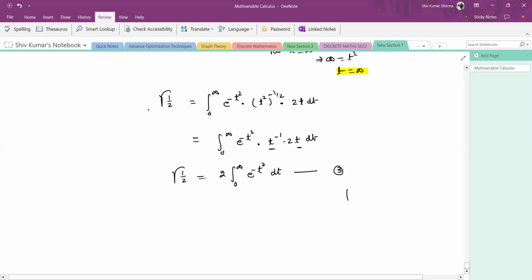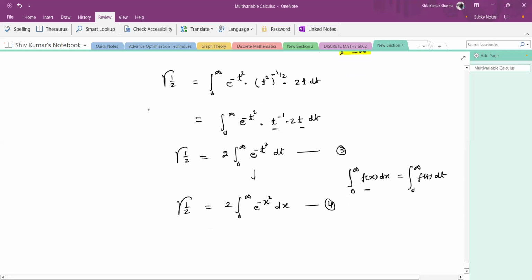Now again we use the same property of definite integral: the integral of f(x) dx can be written as the integral of f(t) dt. So we again replace this t by x, and write this in the form of x. So gamma 1 by 2 equals 2 into the integral 0 to infinity of e raised to the power minus x square into dx. This is our equation number 4.